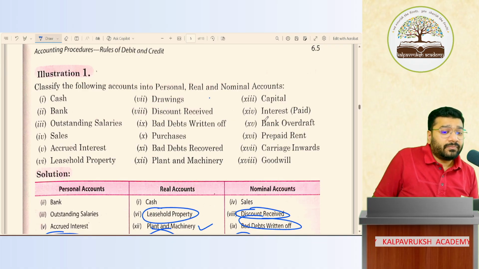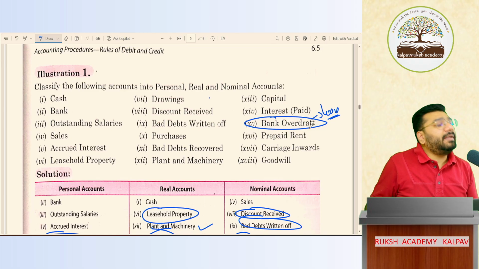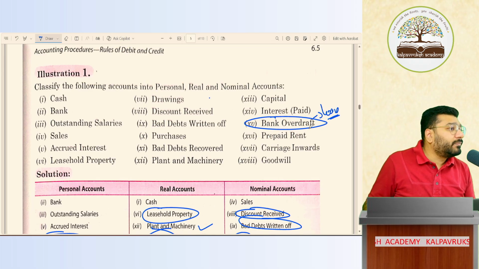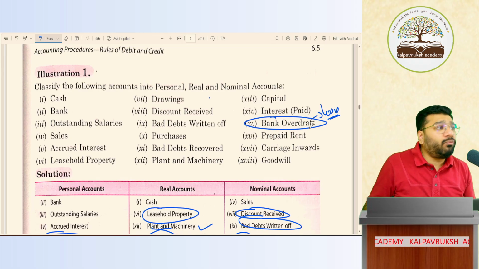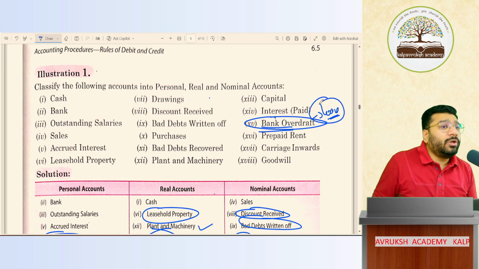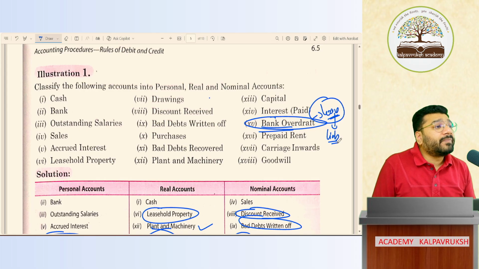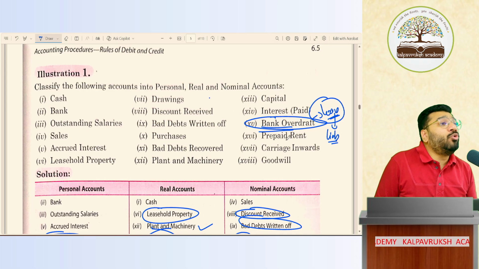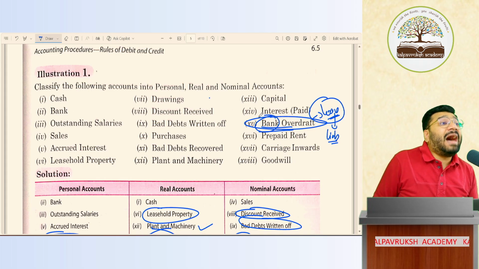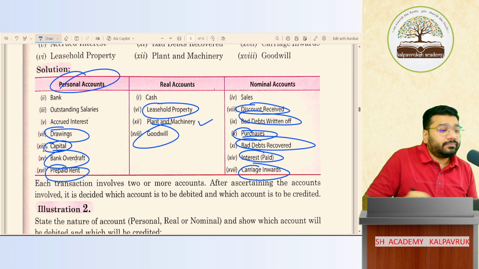Now, bank OD, loan. When I come to the BRS topic, in depth I'll discuss bank OD. What is term loan? What is bank overdraft? What is cash credit? All that I'll discuss in the bank reconciliation statement chapter. As of now, remember, bank OD is a loan. Loan means liability. All the liability will go to your personal account. And this loan is given by whom? Bank. Bank OD is a loan given by the bank. Bank is an artificial personal account. So bank OD is an artificial personal account.